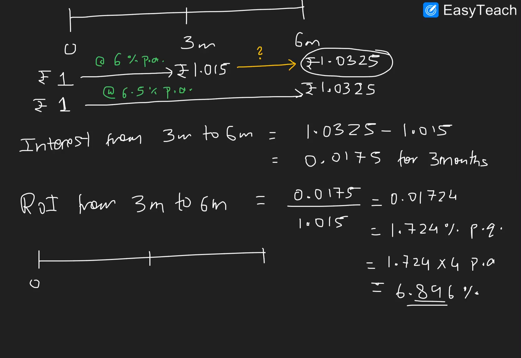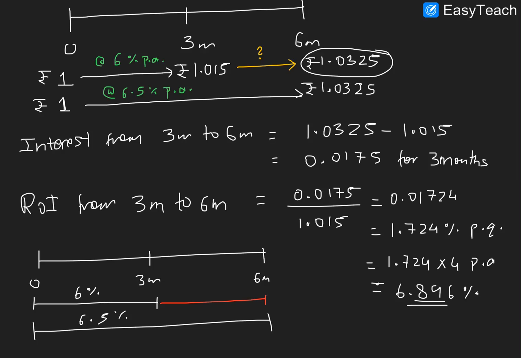So in short, if I just want to present this, I can say here we have 0, 3 month and 6 months. From 0 to 3, the rate of interest applicable is 6%. Then from 0 to 6th month, we have the rate of interest as 6.5%, and we just calculated that the rate of interest from 3rd month till 6th month is 6.896%. And this typical rate of interest, 6.896, is what we call forward interest rate, or we always call it simply the forward rate.